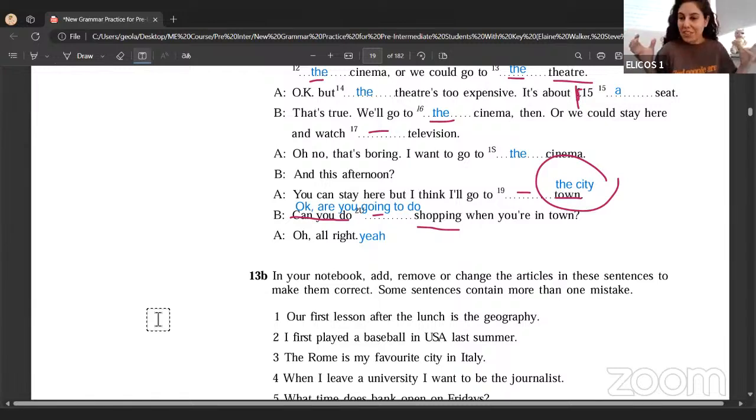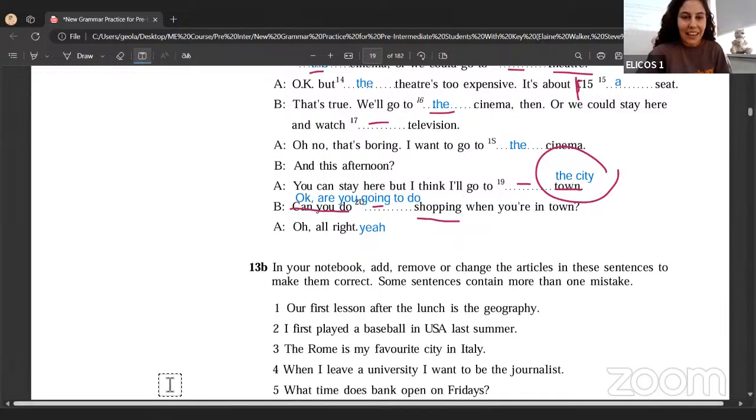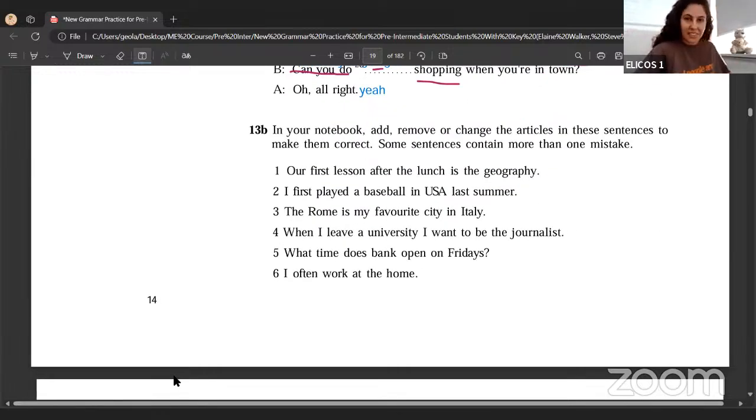Okay, so again, when to use the article, when not to use it, when to use a, and, the. Let's do these last sentences to finish the lesson. Now maybe we're going to add, remove, or change the article in these sentences to make them correct. Some of them maybe have a mistake, maybe no. Just remember, add, remove, or change. So let's start with number 1.